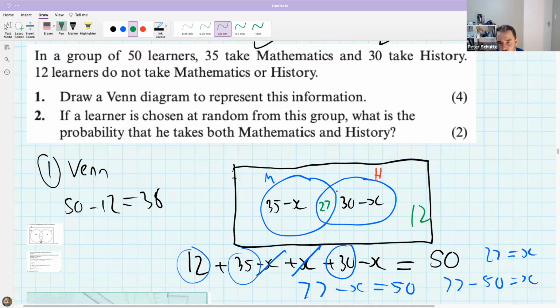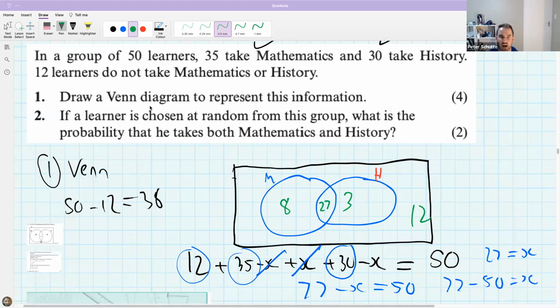And if I know x is 27, then this is going to be 3. And this is going to be 8. Now, there's a couple of ways we could do that. But that's what I think I would do. But there are other ways of doing that.